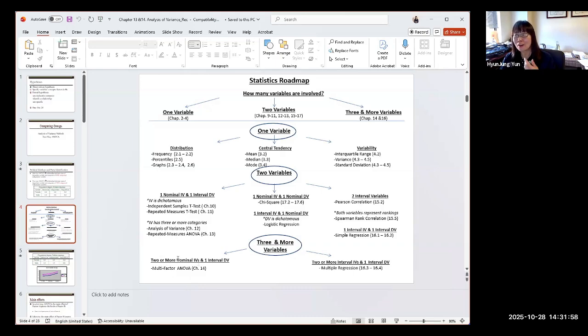So we are right here in the statistical roadmap. Okay, so now we are in the tests with more than two, so at least three different variables. Most of the time, multiple independent variables and one dependent variable. So that's where we are right here. And then maybe we're gonna go back, if not today, on Thursday, to the repeated measures ANOVA. Okay?